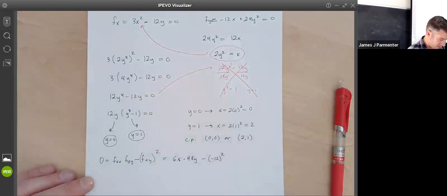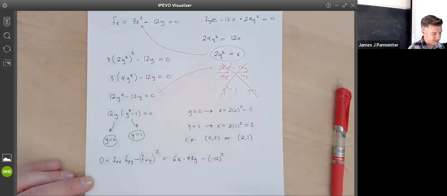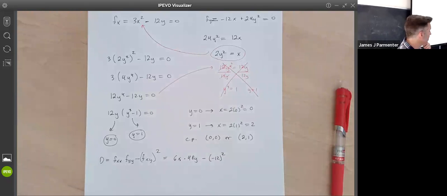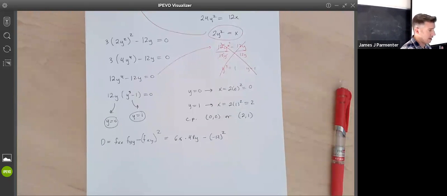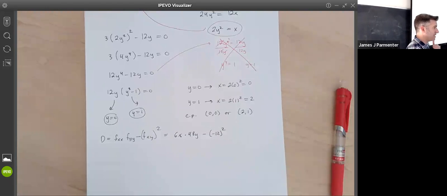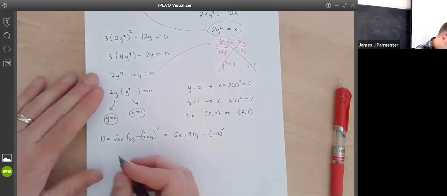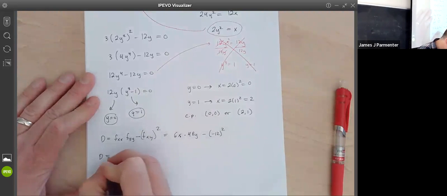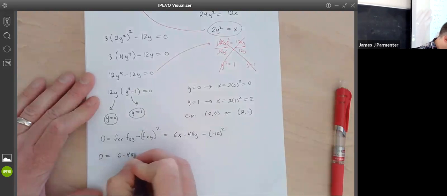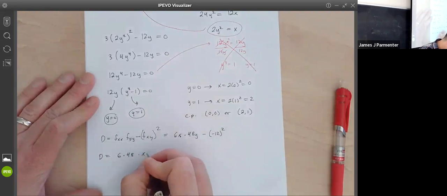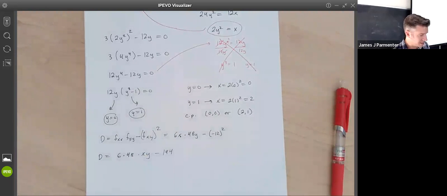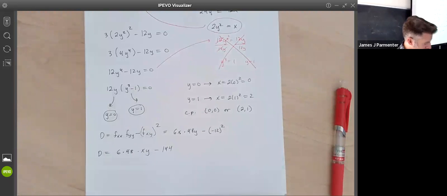And here's what I would do. I'm going to simplify this a little bit, but I'm going to be lazy about it because I don't really care so much about the values I'm going to get as to whether or not they're positive or negative. So if I can see that something's positive without actually having to calculate it, it's a better use of my time. So I'm going to write it as 6 times 48, whatever that is, times xy minus 144. Because I think I don't actually need to know what 6 times 48 is to figure this out.